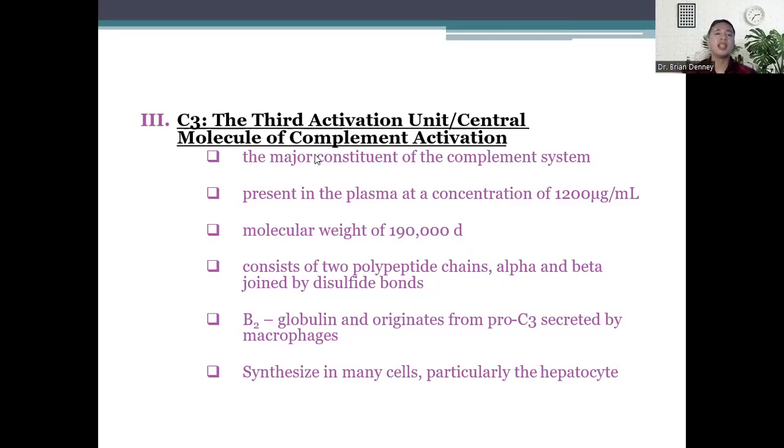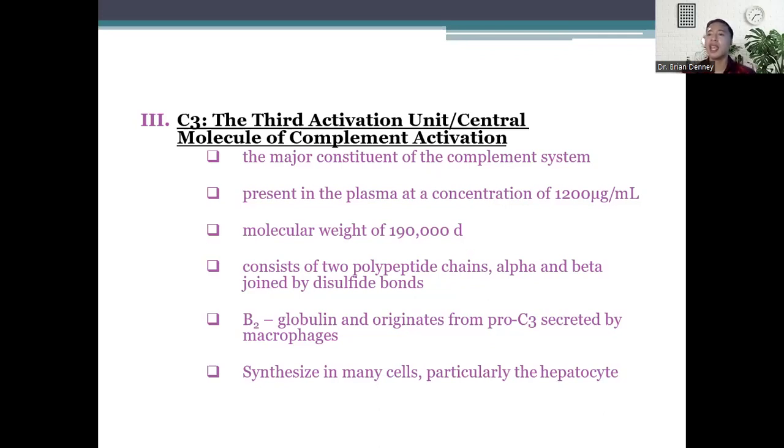So C3 is the major constituent. Again, it's because it's the most abundant complement protein. It consists of two polypeptides, alpha and beta, joined by disulfide bonds, and is synthesized mainly in cells, particularly the hepatocyte. So C3 is cleaved by your C3 convertase, also known as C4b2a.